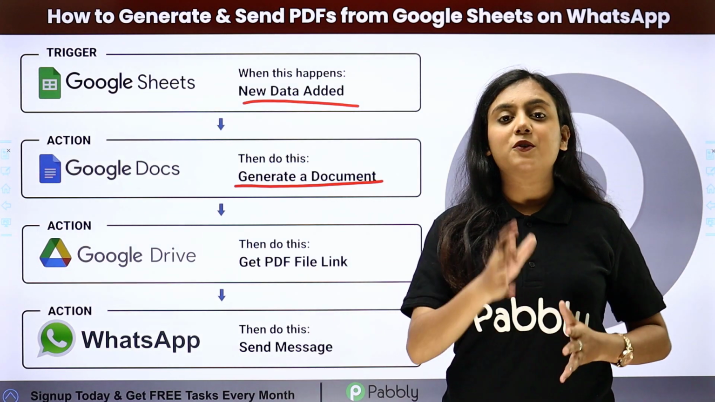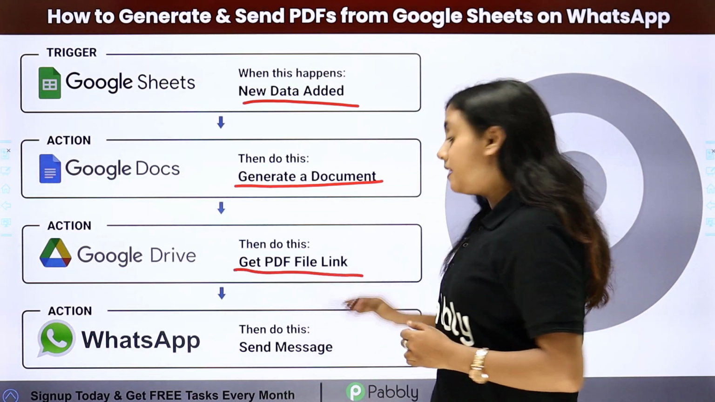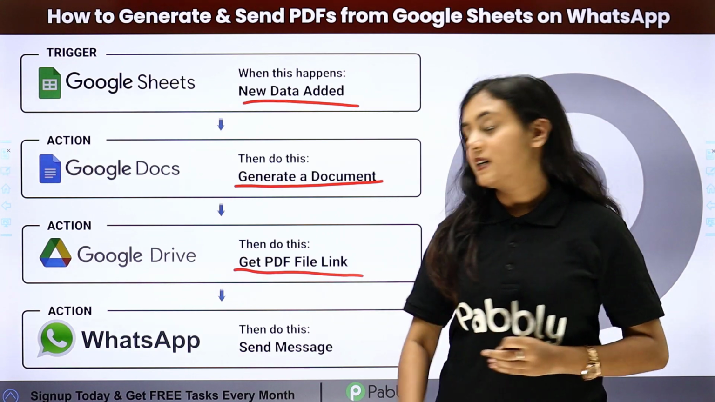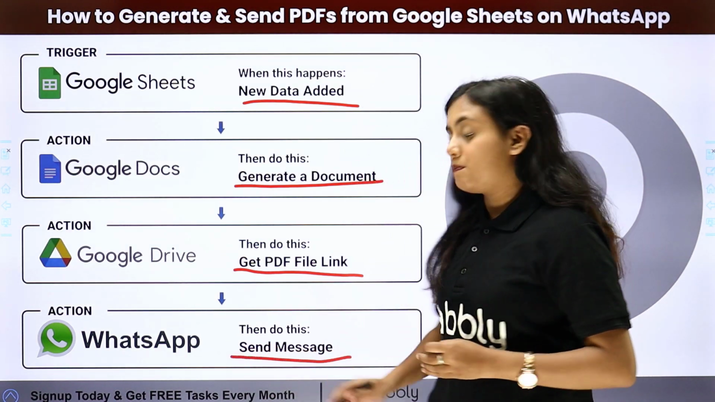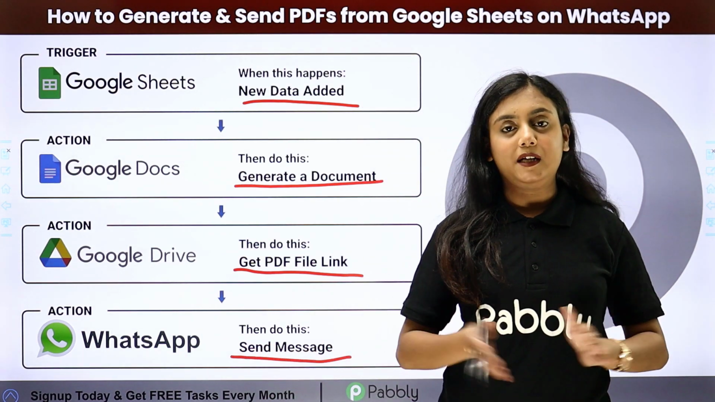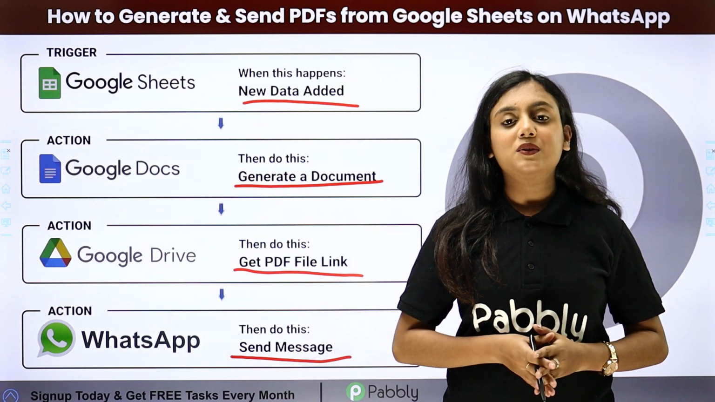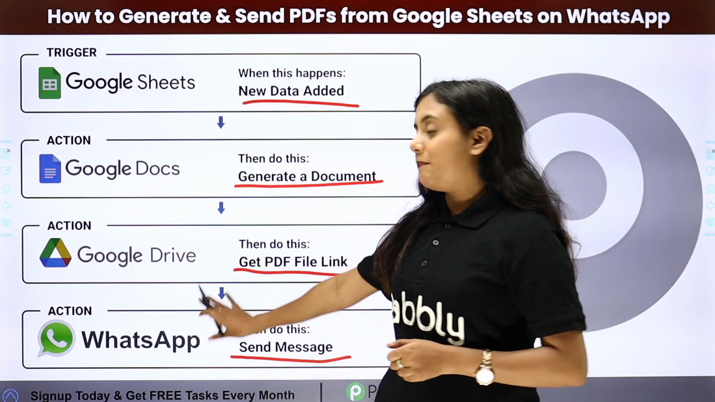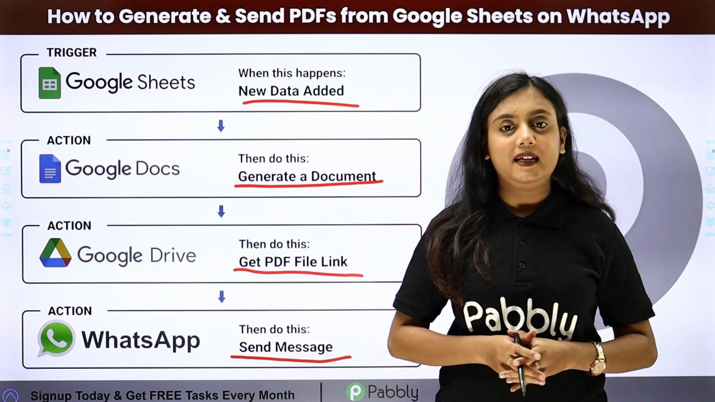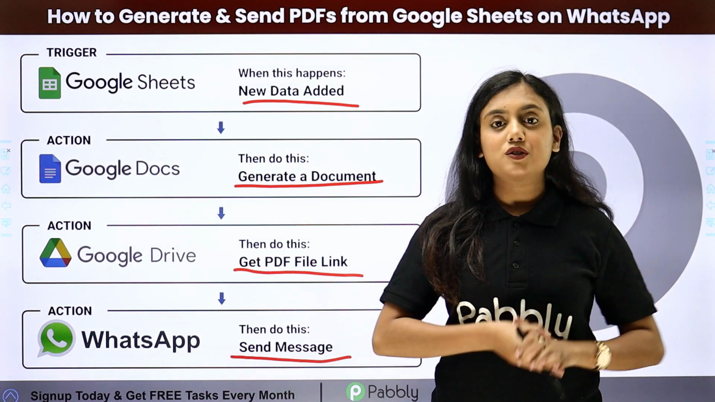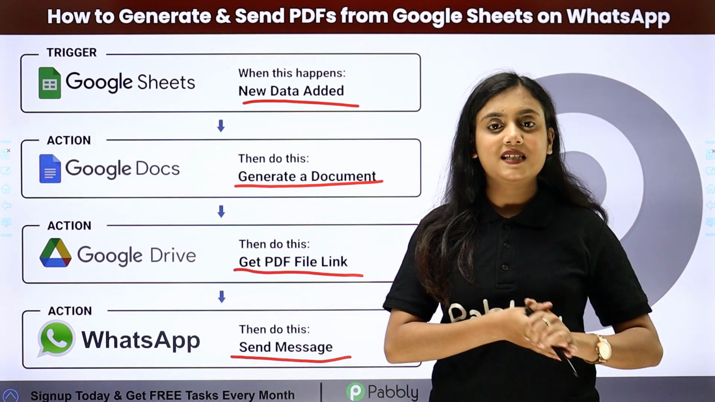In Google Drive, we are going to receive a PDF file link which is going to help us to send WhatsApp messages to all of my participants with the attachment of that PDF file link. For that, we need to create an automation between all of these applications with the help of Pabbly Connect. If you want to learn how to do this automation, then let me take you all to my screen.